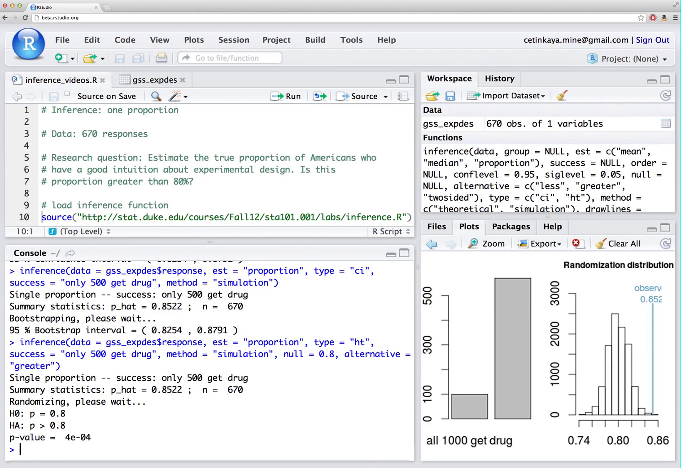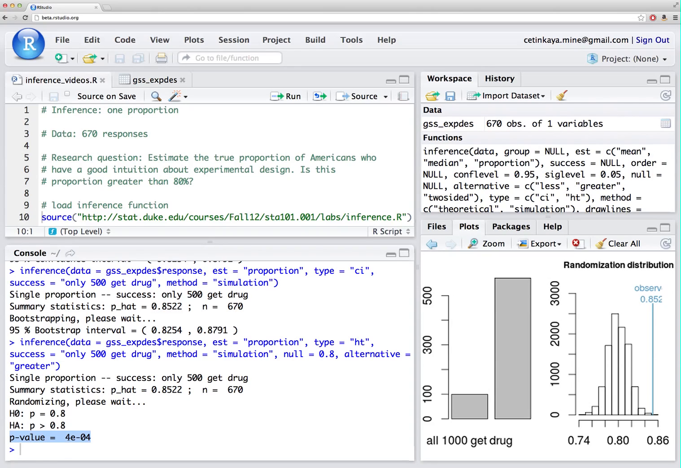The randomization distribution here is simply that bootstrap distribution shifted so that the center is at the null value, the 80%, and we check to see, is the observed p hat very unusual compared to this distribution, or is it a usual value? In other words, what percent of the simulations yielded p hat greater than or equal to 0.8522? That happens to be a pretty low percentage of the simulations.